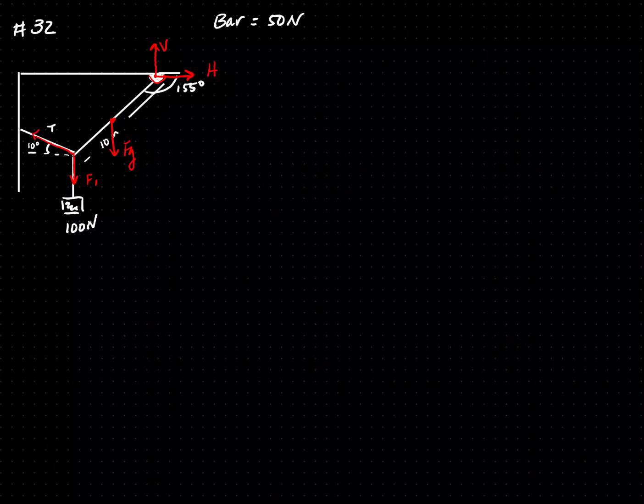Step 2, we should pick a pivot point. The pivot point is the point with the most unknowns, and the most unknowns are at the hinge, so this will be our pivot point.